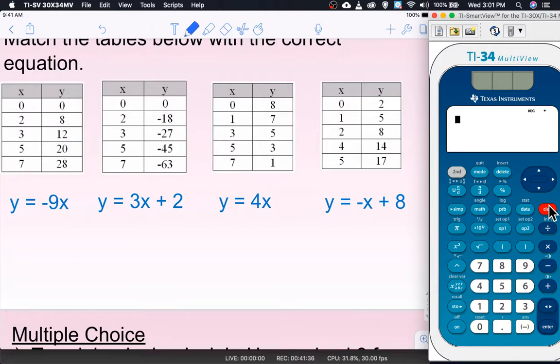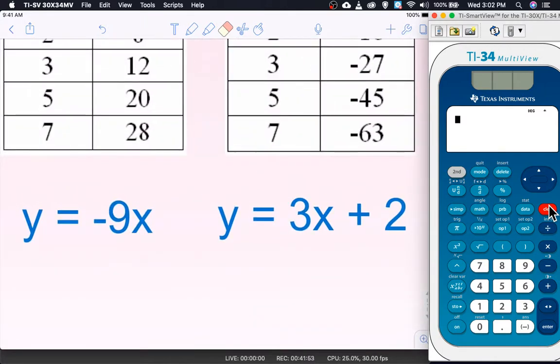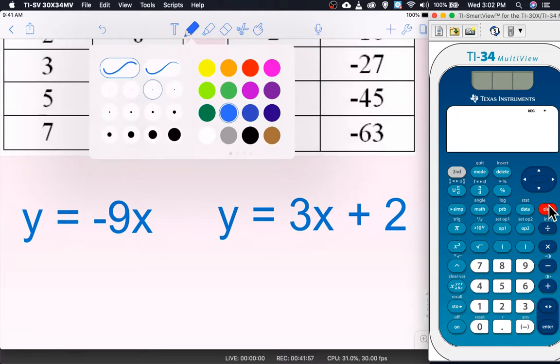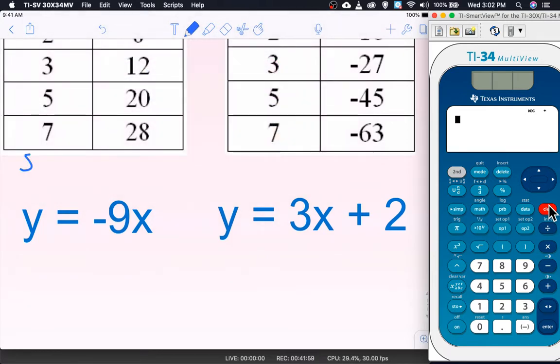All right. So two of these equations are a little bit easier than the other two. This one here and this one here are a little bit easier. Things I know about them, well, actually, things I know about all of the equations. I know this first equation has a slope of -9 and a y-intercept of 0.